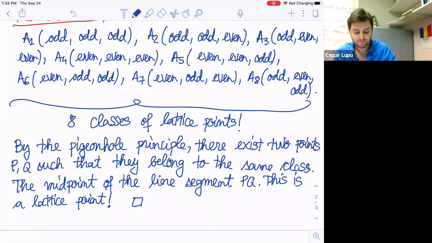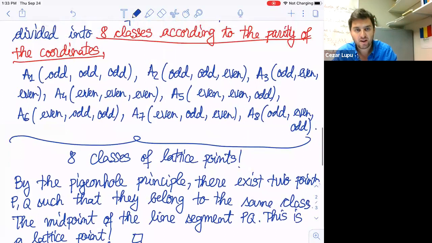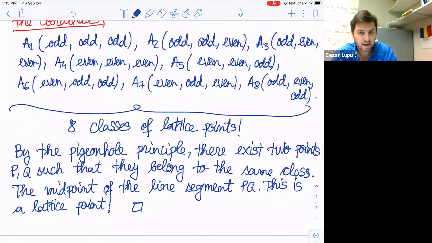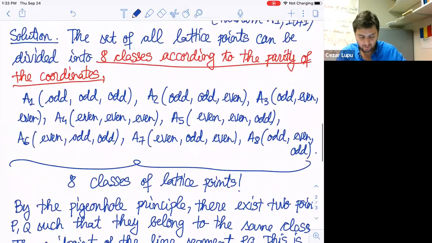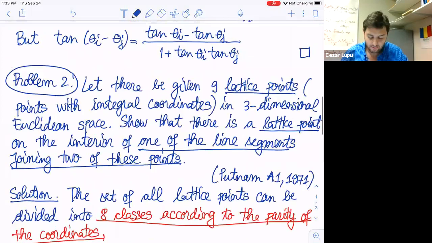You see, I have 9 points and 8 classes. I divided them into 8 classes, and by the pigeonhole principle, there exist 2 of these points lying in the same class. That's it. You take the midpoint and there you go. That was the trick. Anyway, that was problem number 2. And now problem number 3.